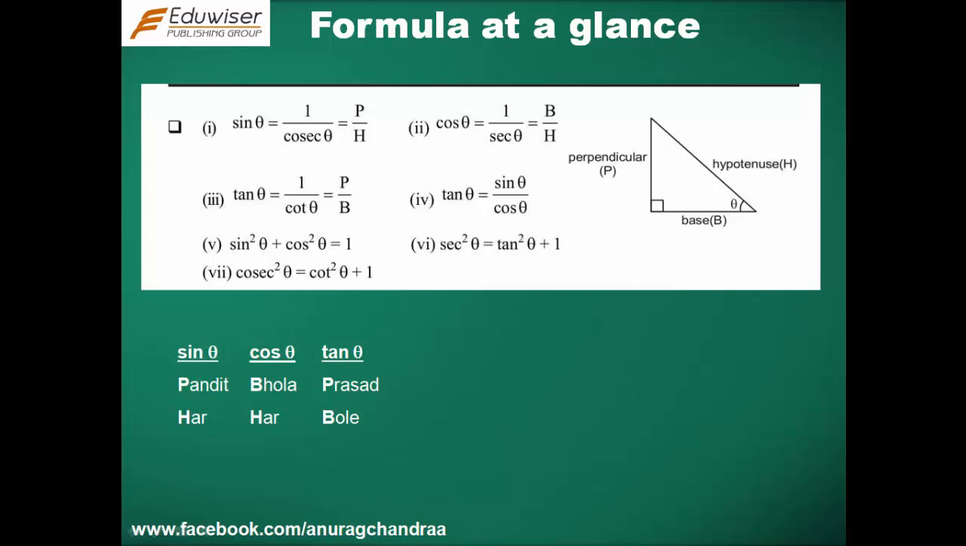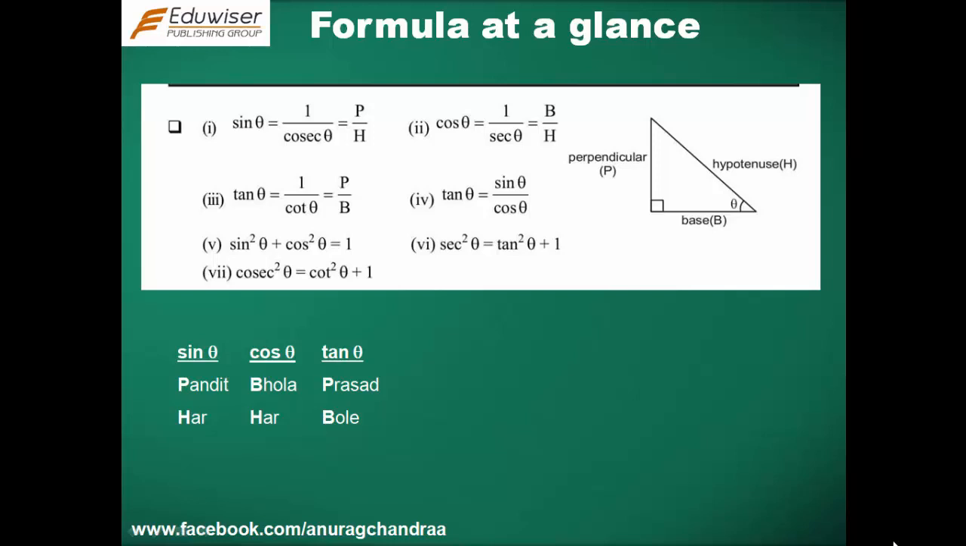Also, sin theta is equal to 1 by cosec theta. Cos theta is equal to 1 by sec theta. Tan theta is equal to 1 by cot theta. And also we will be using tan theta is equal to sin theta by cos theta. Also, the identities that we will be using in this chapter are sin square theta plus cos square theta is equal to 1. Sec square theta is equal to tan square theta plus 1. And cosec square theta is equal to cot square theta plus 1.